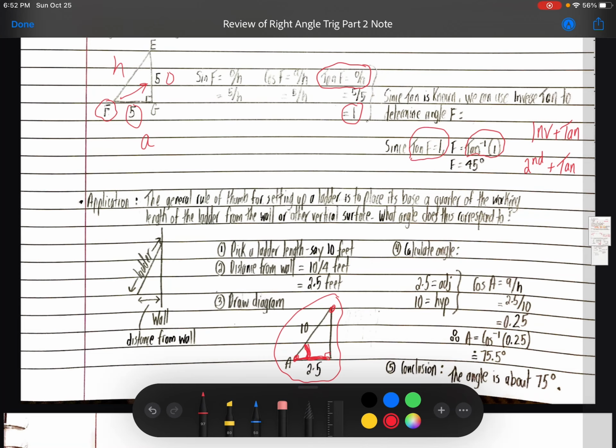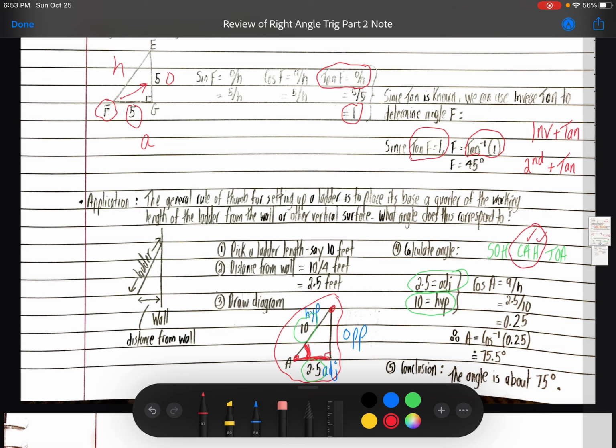Okay, so going along, if that's the angle, we know that that's the opposite, OPP, and we know that this is the hypotenuse, and this is the adjacent. So given that we know the adjacent and we know the hypotenuse, over here, adjacent is 2.5, the hypotenuse is 10. It makes sense to use the cosine ratio. Remember, so CAH TOA. So we know A and H, so we use cosine.